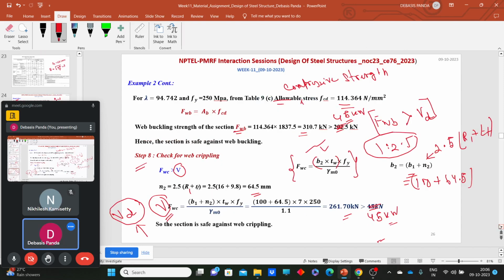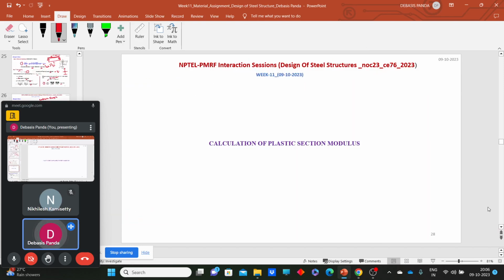Okay, so now we will spend some time on learning how to calculate the plastic sectional modulus about different axes. During design, this part is also needed. Sometimes you need to calculate the plastic modulus about the y-axis, sometimes about the z-axis. So let's spend 5 to 10 minutes on this section. Then we will go to the design of purlins.